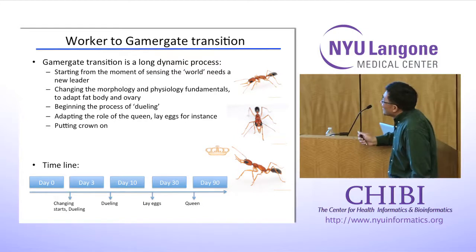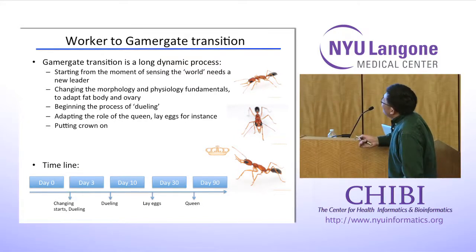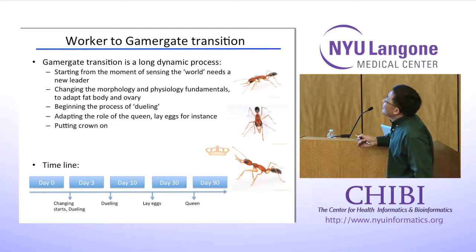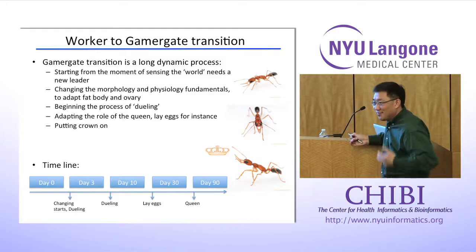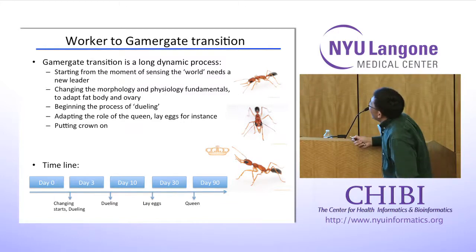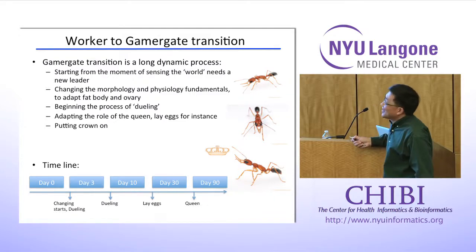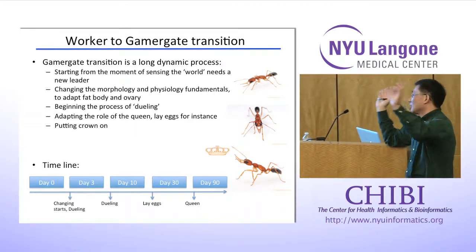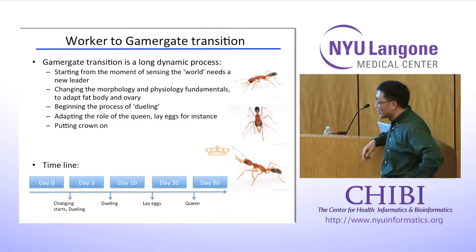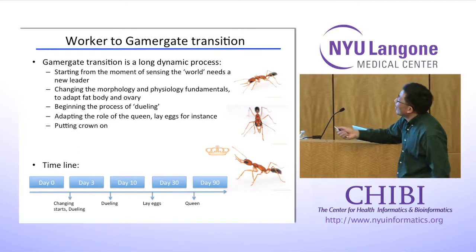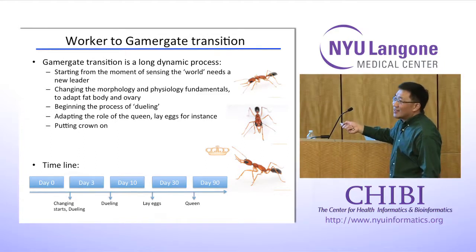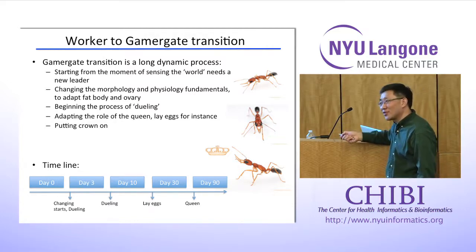So first, we need to dissect this process. This process starts from the moment of sensing the world needs a new leader. And the ants become more active and crazy. Looks like this. And then they change morphology and physiology fundamentally to adapt fat bodies and ovary. To lay eggs, you need an ovary. And they begin the process of dueling. Everybody has an equal chance. Why can you be a virgin queen, why can you be a Gamergate, and I can't? So they will fight each other. And finally, a winner will get a crown. This is a timeline for this process.